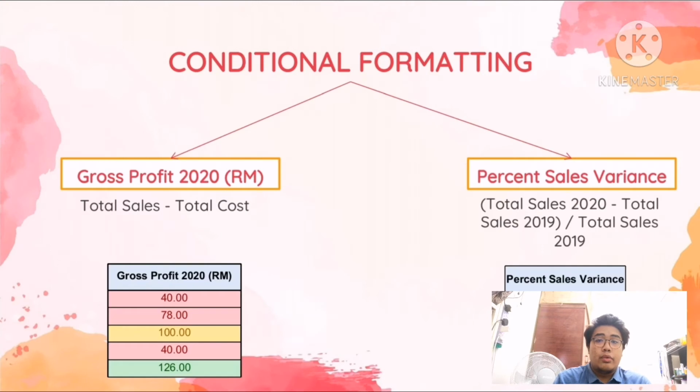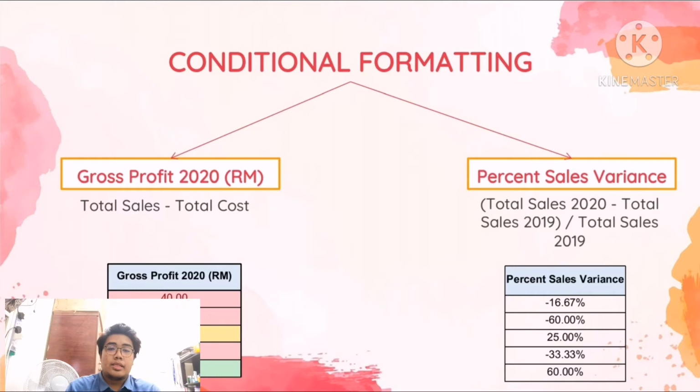Conditional formatting. We have two conditional formatting. The first one is gross profit for the year 2020, which is calculated by using total sales minus total cost. As you can see from the table below, we label the gross profit in three colors, which are yellow, green, and red. This represents yellow for sales equal to 100, green for sales more than 100, and red for sales below 100.